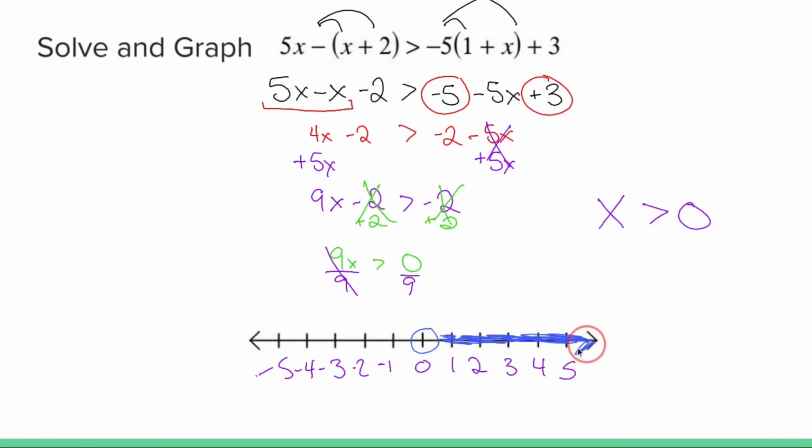And what this means is I'm allowed to take any positive number like 1, like 50, like 3.5, and plug it into all of the x's in the original inequality, and it'll end up being a true statement. Okay? So pretty crazy inequality, but pretty fun too, right?